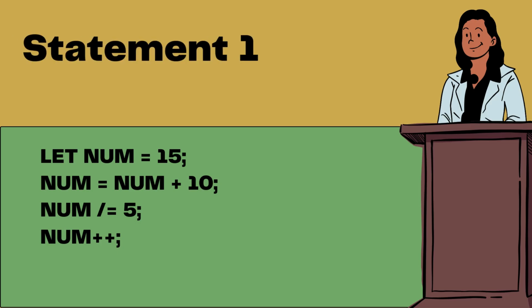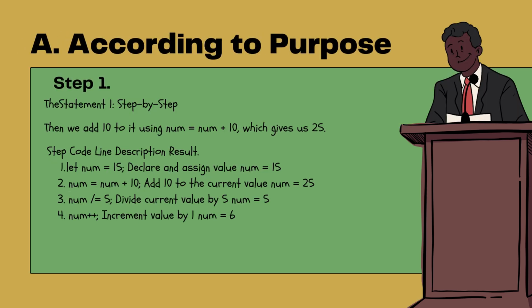We initialize the variable num with the value 15. Then we add 10 to it using num = num + 10, which gives us 25. Next, we divide that value by 5 using num /= 5. So 25 divided by 5 equals 5. Then, we use the increment operator num++, which increases the value by 1. So the final value of num is 6.